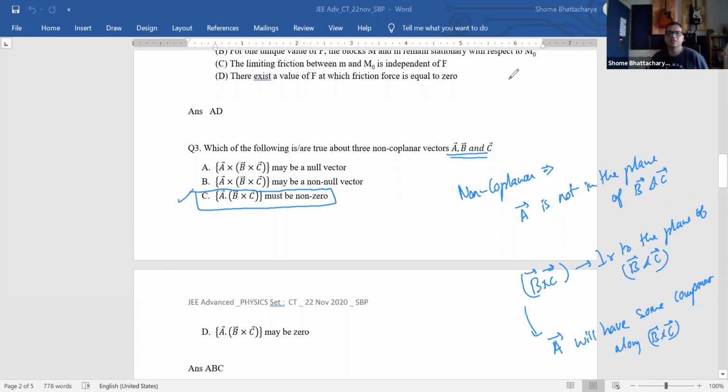In fact, if you just remember, that is the condition for coplanarity. That this should have been 0 if they are coplanar. So if they are non-coplanar, this has to be non-zero. Yes, obviously B cross C is a vector, so its dot product with A is non-zero, right? You are doing this operation. So this is a vector which is perpendicular to the plane of B and C, so unless A is also in that plane this dot product will not be zero.